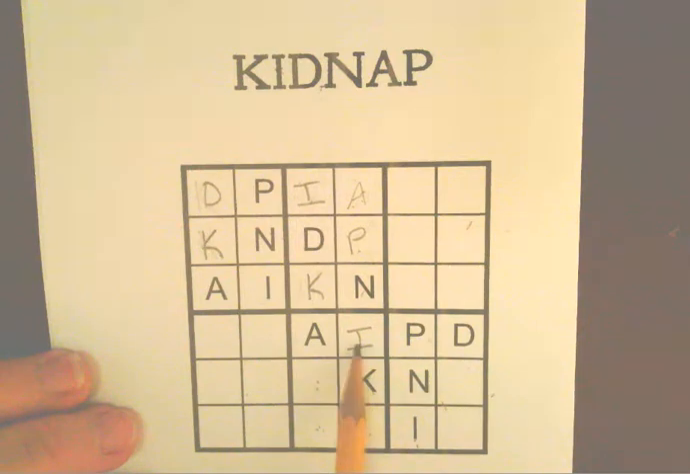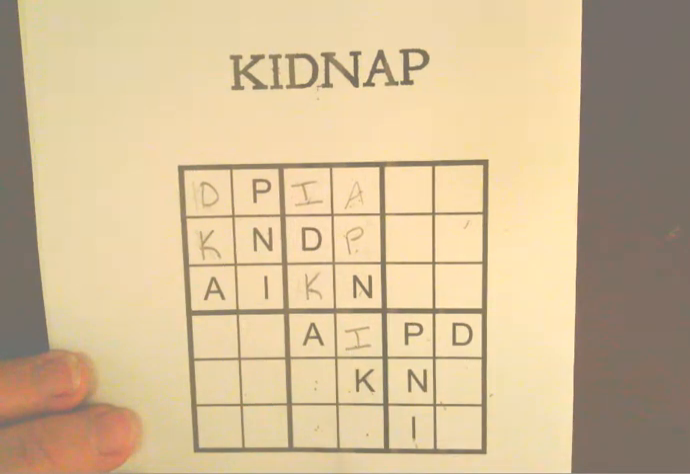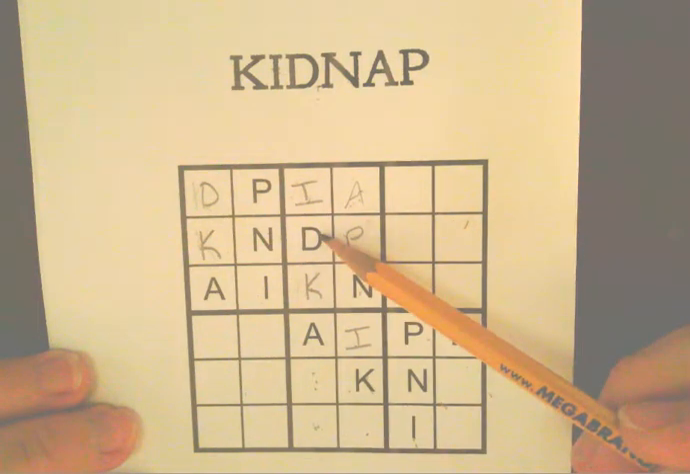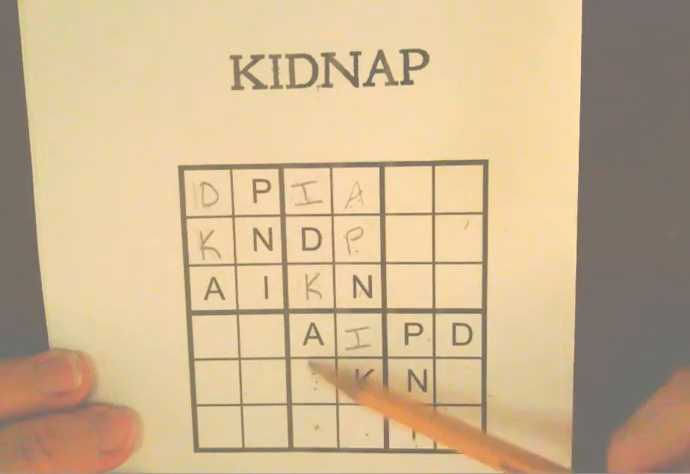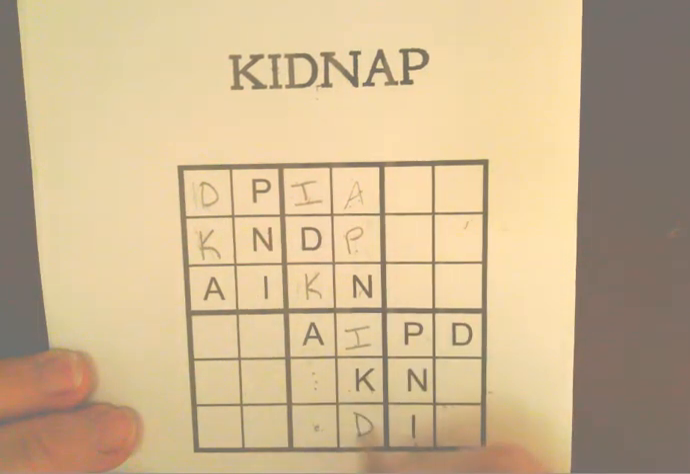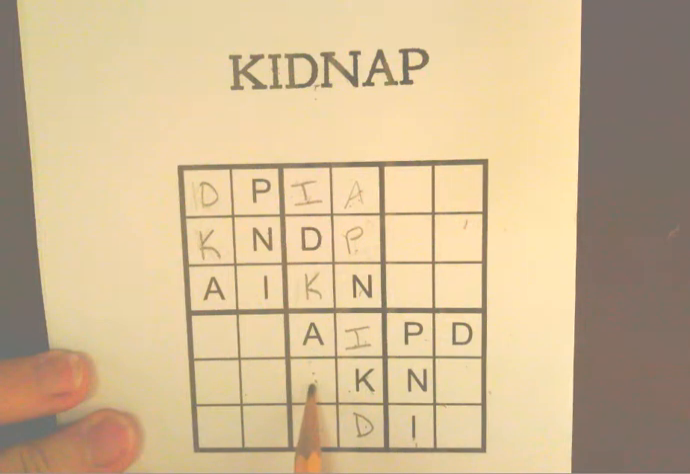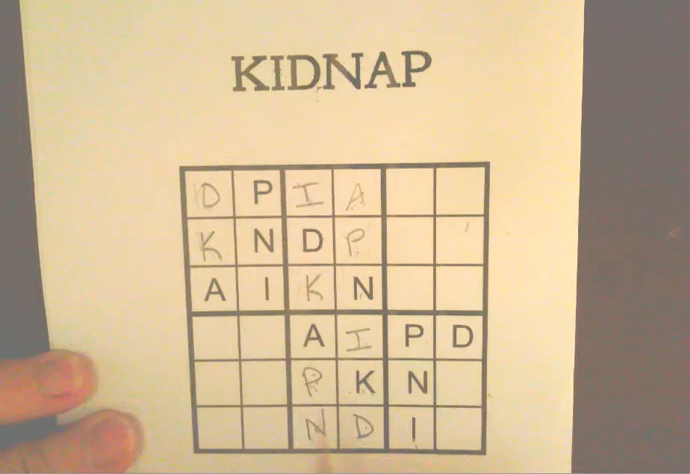So I have my K, my I, and now I need to take care of my D. Well, my D can't go here because I have a D right there. So these two boxes are off limits, which means my D has to go here. So I have my K, my I, my D. Now I need my N. So my N needs to go here or here. Well, he can't go here because that N is right there. So that means my N has to go there. Okay, so I have my K, I, D, N, A, and then my P can go there.